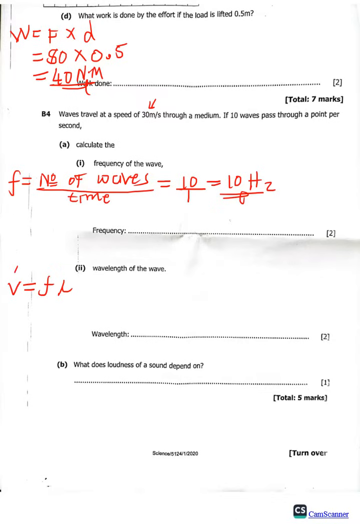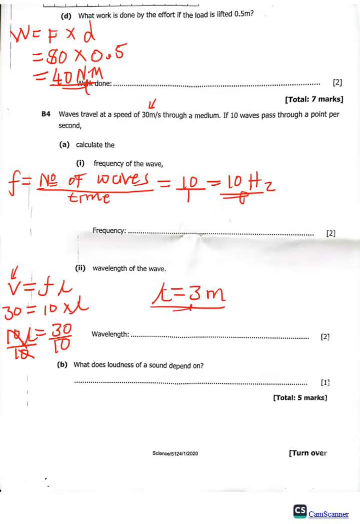So now let's substitute here. The speed is 30. Then our frequency is 10 times the wavelength. So 10 times wavelength is 10 wavelength. So we divide by 10, also here by 10. So we can see that the wavelength is 3, and take note of the units for wavelength are meters.